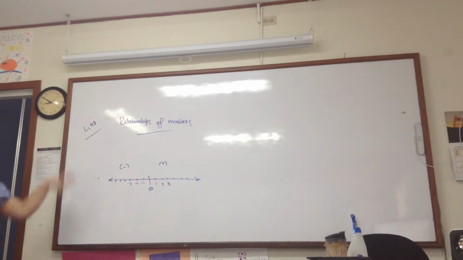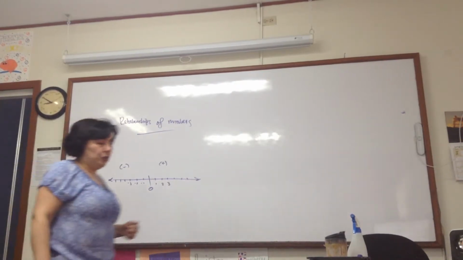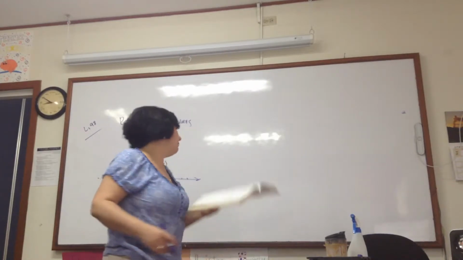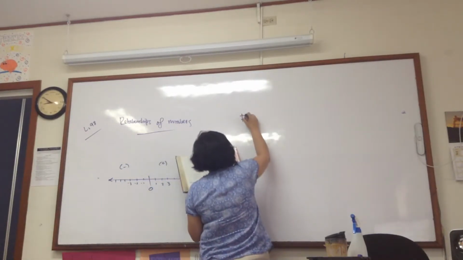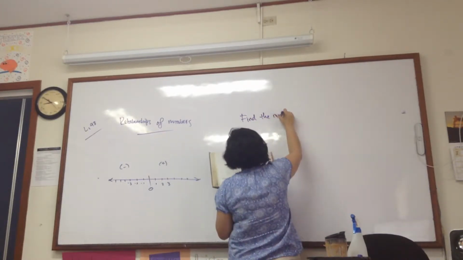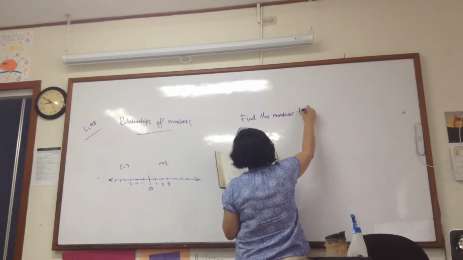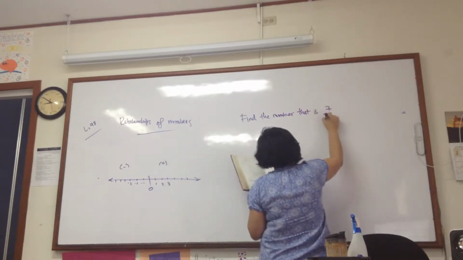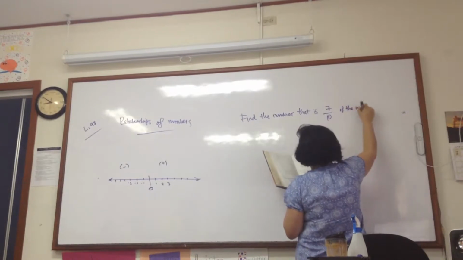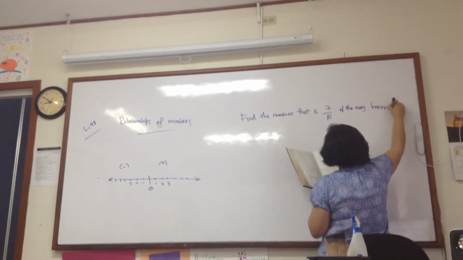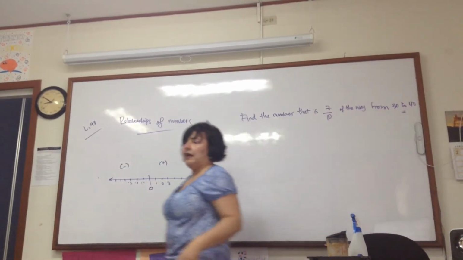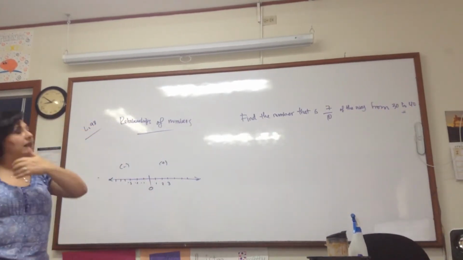Okay, so having reviewed that, what are we going to do? Let's say that they tell you the following. Find, you did this in 7th, by the way. Find the number that is 7/10 of the way from 30 to 40. So, 37, huh? 37.